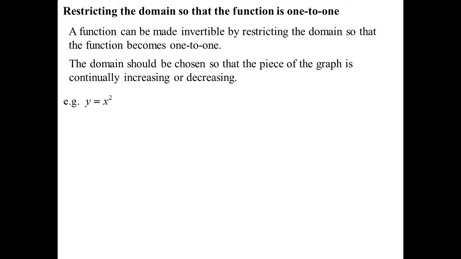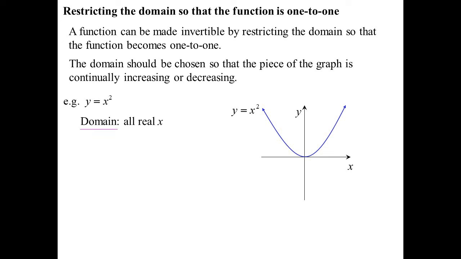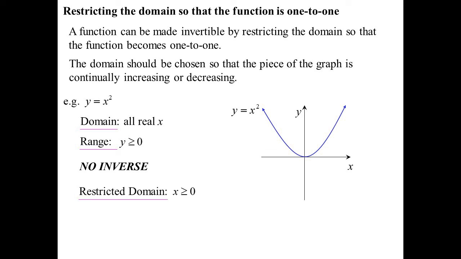So let's have a look at our parabola, which we know does not have an inverse function because it fails the horizontal line test. So the domain at this stage is all real x and the range is y is greater than or equal to 0. So it's no good, we can't find an inverse. We need to restrict our domain. So I want to grab a piece of this parabola. I've chosen x is greater than or equal to 0. So I start at 0 and then keep going. I'll get something that's continually increasing.